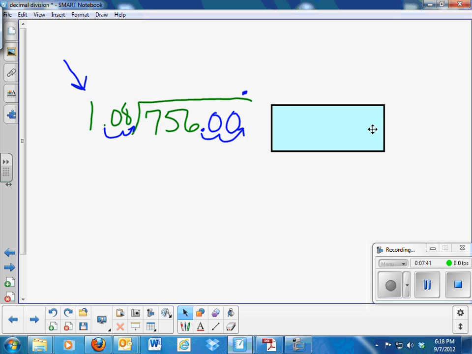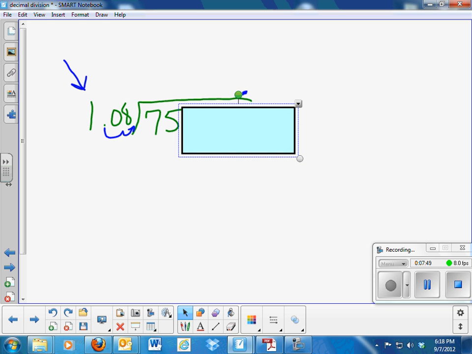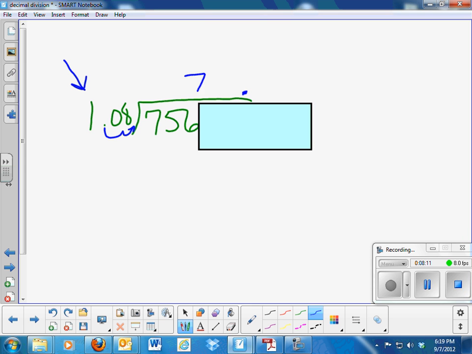There's my index card, and I'm going to cover up all of my digits one at a time, uncover. Can 108 go into the number 7? No, 7's smaller. Can 108 go into 75? No, it cannot. But can 108 go into 756? Yes, and I need to estimate about how many times 756 will be divisible by 108. 108 is about 100, and the other one's a little more than 700, so I'm going to try using 7. And I place it right over the last digit that has been uncovered. I put it right over the 6.